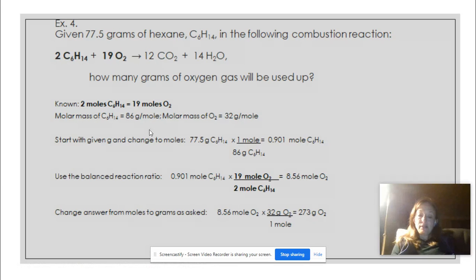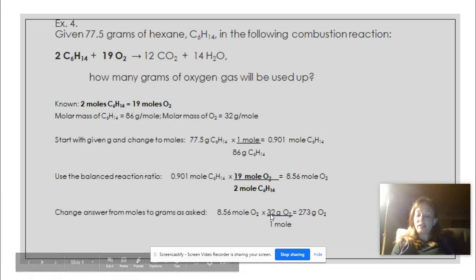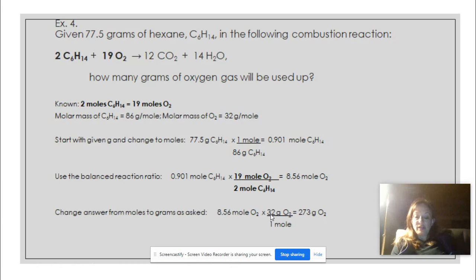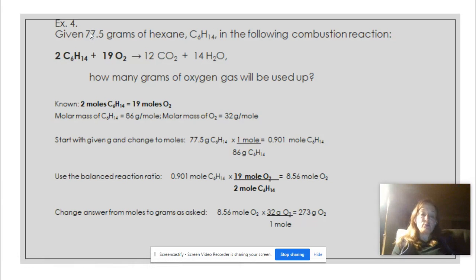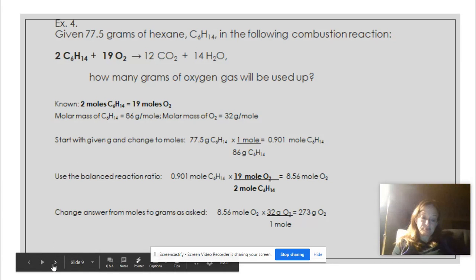And then finally, the question asked us to find the grams of oxygen that was used up. So I changed the moles of oxygen to grams of oxygen. And as you hopefully know by now, to do that calculation, we need the molar mass of oxygen. So that is 32 grams per mole. I canceled out moles of oxygen and got grams of oxygen as my final answer. So 273 grams of oxygen is used up every time we burn 77.5 grams of hexane.